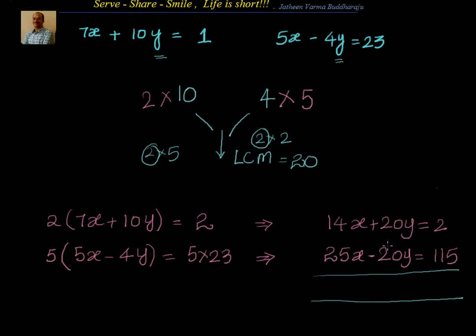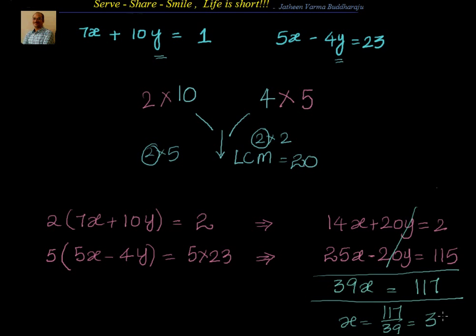Now you have opposite signs, so I can add them. If it is the same signs, we have to subtract. Now we will add them because 20y and minus 20y will cancel if I add them, and I have 14x plus 25x, 39x is equal to 2 plus 115, 117. That gives me x equal to 117 by 39, that is equal to 3.